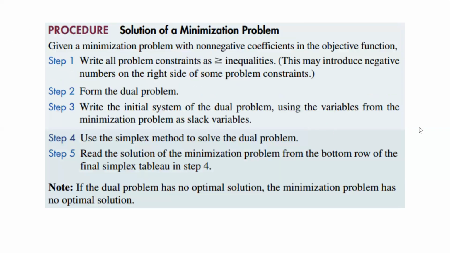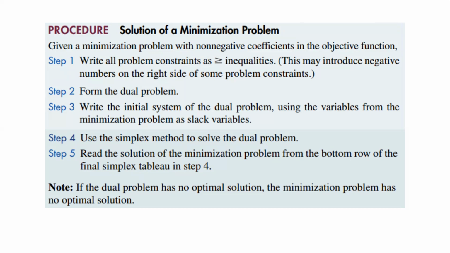Now, the solution of this minimization problem. So if we're given a minimization problem with non-negative coefficients in the objective function, then what we're going to do first is write all problem constraints as greater than or equal to inequalities. Now, this may introduce negative numbers on the right side of some problem constraints because you're going to have to multiply by a negative to get the inequality to switch signs. Then we're going to form our dual problem.